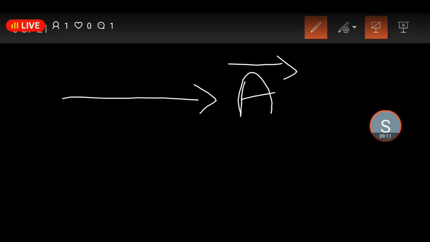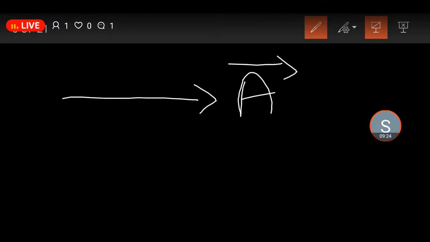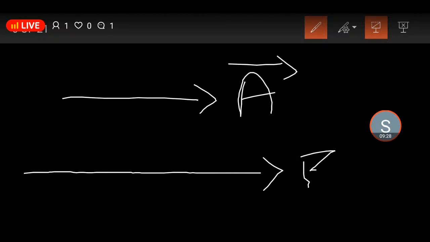To parallel of this, they are the same in direction, but the magnitude may differ. Sometimes the magnitude may differ, and then also they are called parallel vectors. A and B are called parallel vectors. Now, anti-parallel vectors.